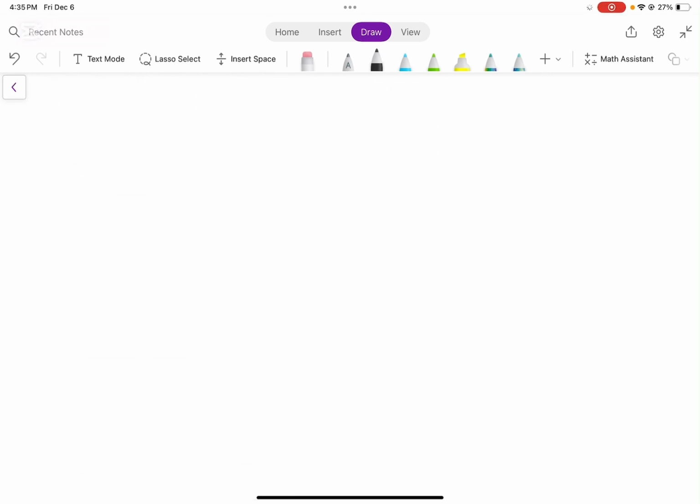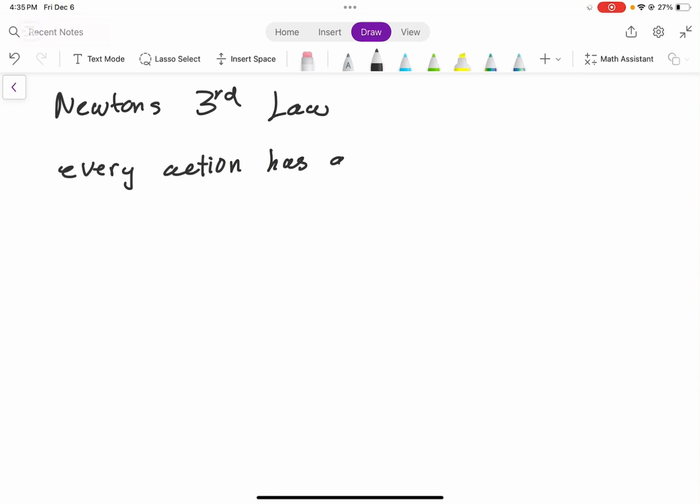Newton's final and third law on this one is, let's write Newton's third law. Newton's third law states that for every action, there's an equal and opposite reaction. So every action has an equal and opposite reaction.